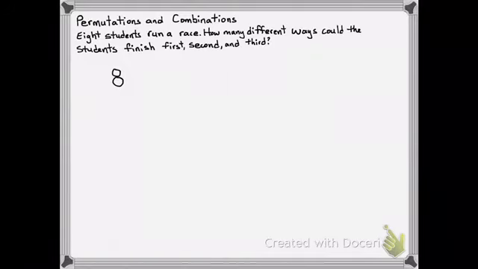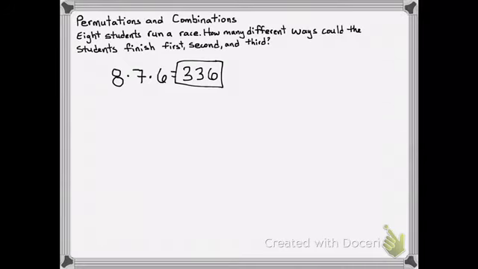A student finishes first, then whoever comes in second, that only leaves 7 students left to come in second place. And so, just like we did with the counting principle in the last video, we're going to multiply by 7. And then finally, for third place, we already have a student that finished first, and we already have a student that finished second, so that means that there are only 6 students left that could finish in third place. If we multiply all of those together, we get 336. There are 336 different ways that these 8 students could finish first, second, and third.